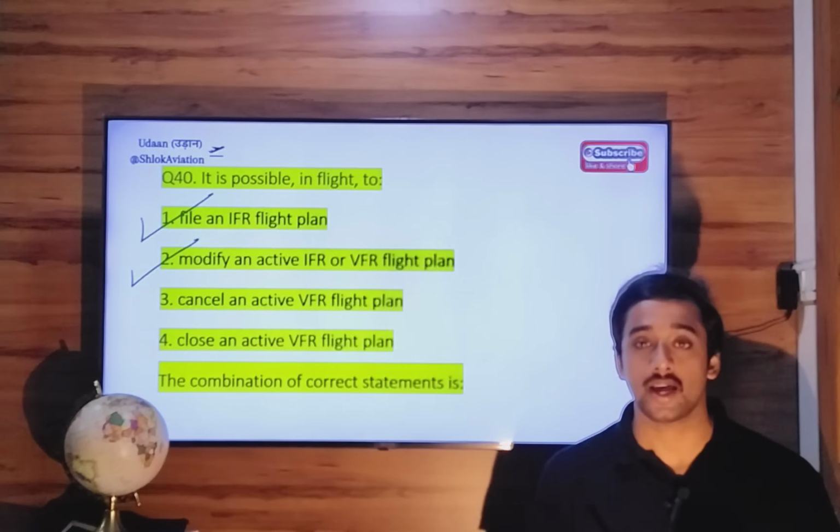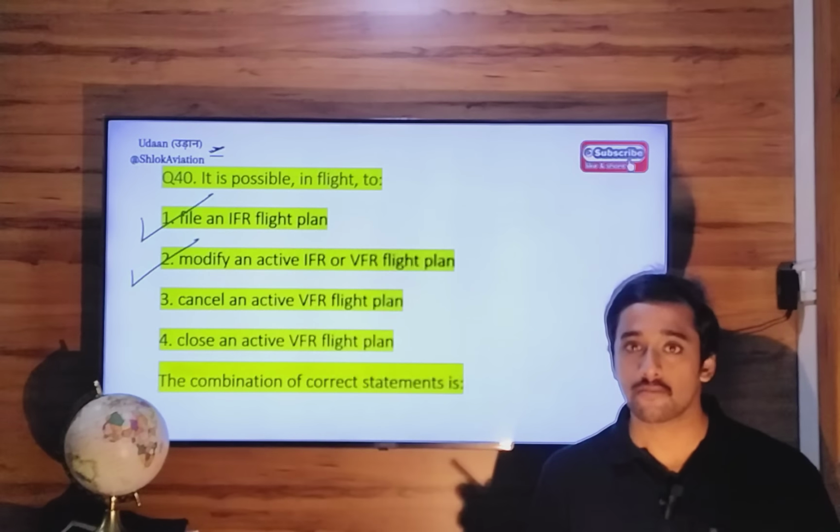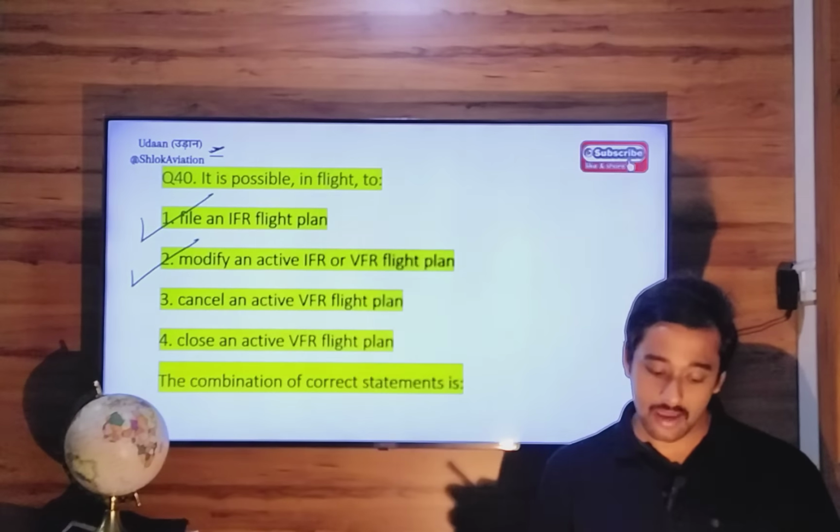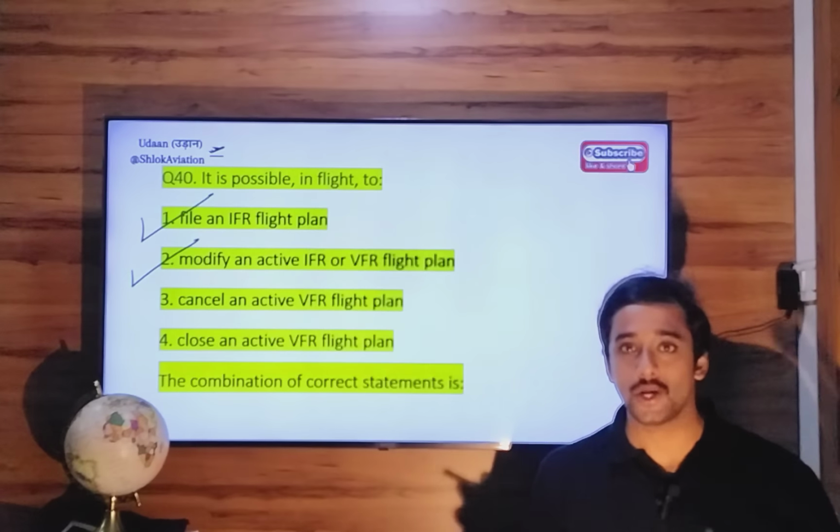Second, you also get priority when you have filed an IFR flight plan. You are an IFR flight, so you will also get priority over other VFR flights. Next, modify an active IFR or VFR flight plan. Yes, you can do that.